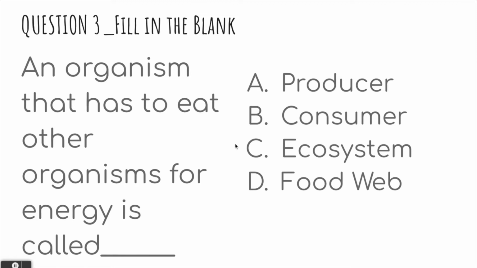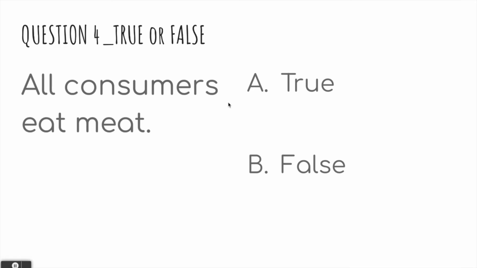Alright, question 3. An organism that has to eat other organisms for energy. What do we call those organisms that need to eat another organism for their energy? Is it A, producer, B, consumer, C, ecosystem, or D, food web? If you said B, consumers, that is correct. Consumers are organisms that have to eat other organisms for energy. Let's go to question 4.